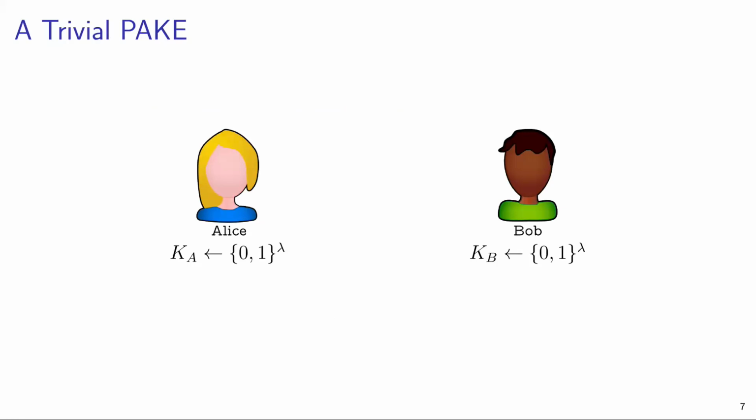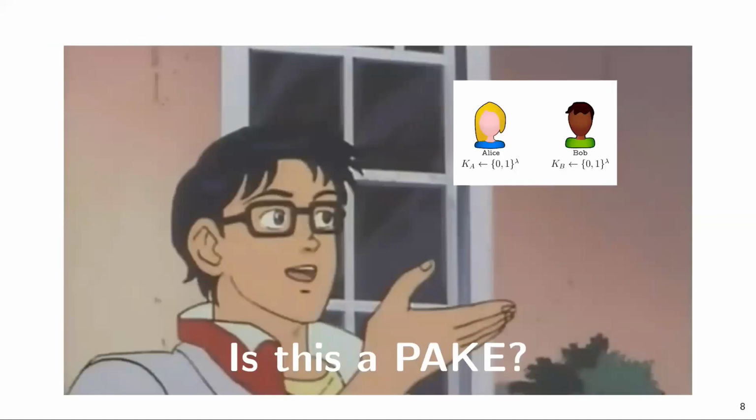So now I'll present our trivial PAKE. Here, Alice and Bob send no messages and instead just sample their own keys uniformly at random. So the question is, is this a PAKE? Obviously not, as it's not correct, right? In this so-called key exchange protocol, the only way the two parties can agree on a key is by accident. But actually, it does satisfy the UC ideal functionality for a PAKE.